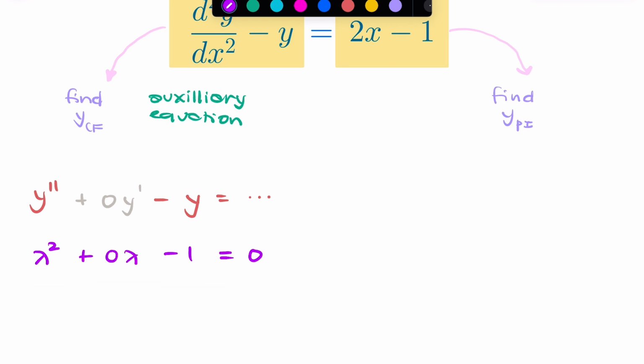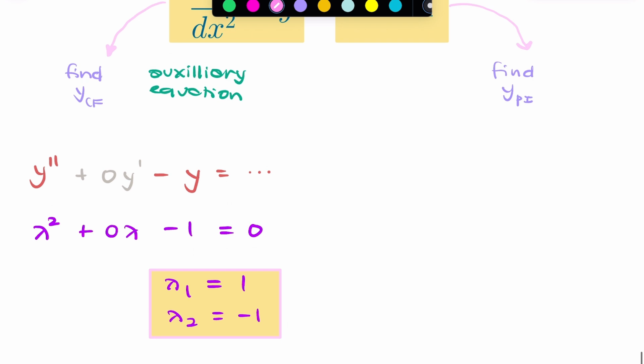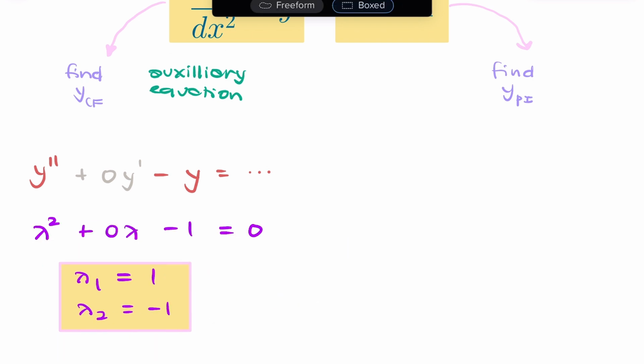And you can solve that really easily. So lambda is equal to plus or minus 1. So I can say lambda 1 equals 1 and lambda 2 equals negative 1. So these are my two solutions, and I'm going to use those in order to write an expression for my complementary function. Right, so YCF, for when you have two real roots, let me just write that out. So I have two real and distinct roots.